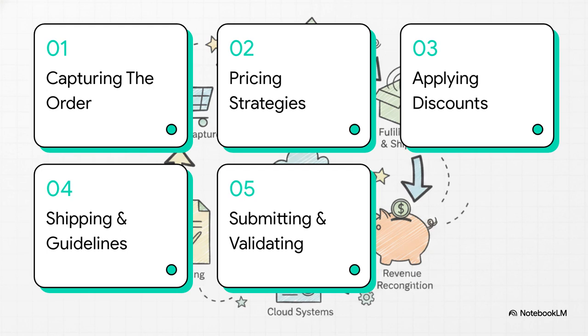So here's our roadmap for the journey. 1. Capturing the order. 2. Strategies for pricing. 3. Applying discounts. 4. Shipping and guidelines. And finally, step 5. Submitting and validating. We're going to follow our protagonist, the sales order itself, from the very moment a customer wants an item through all the tricky complexities of pricing and shipping, right down to the final submission checks.